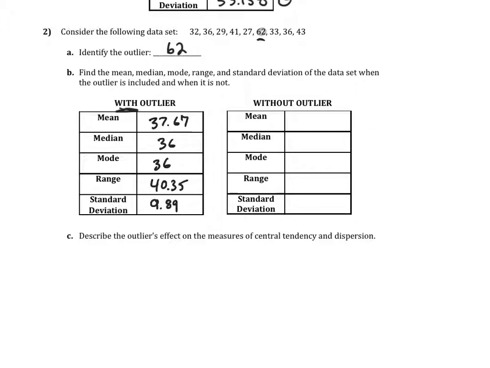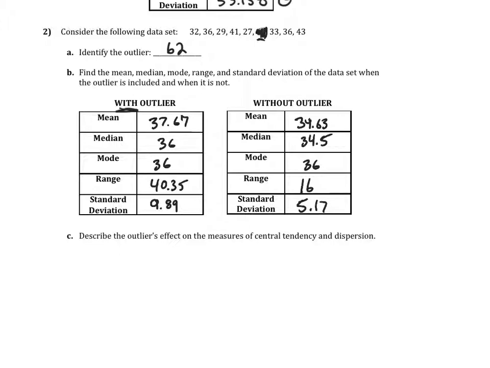Now we have to do the same thing without the outlier. So what we're going to do is scribble out that 62, and we're going to do the exact same thing just without the outlier. Okay, so when we do it this time, our mean is 34.63. Our median is 34.5. Our mode is 36. Range 16. Standard deviation is 5.17.